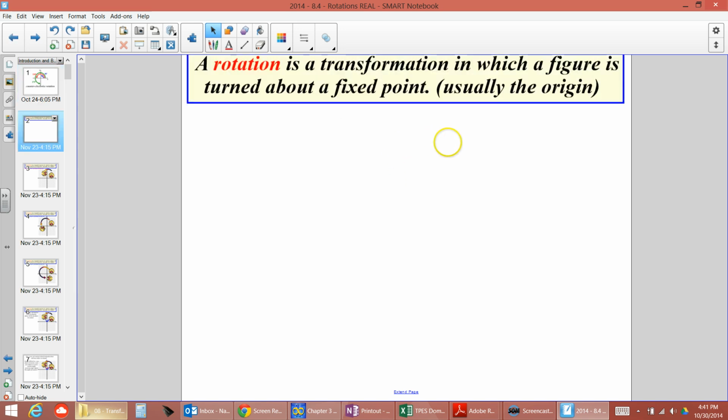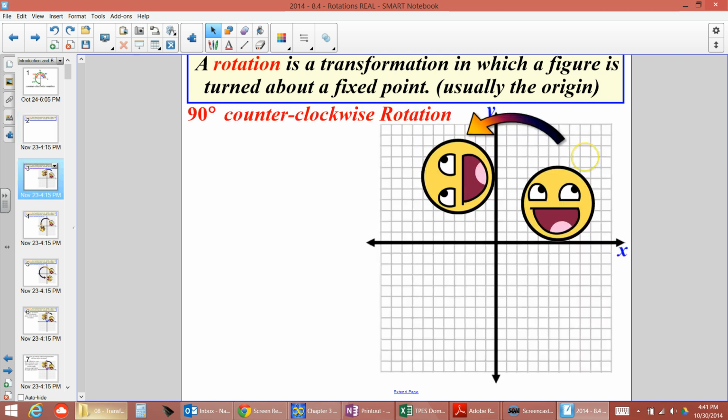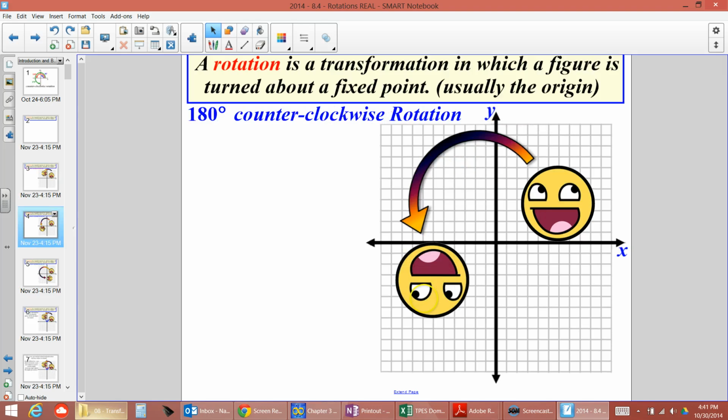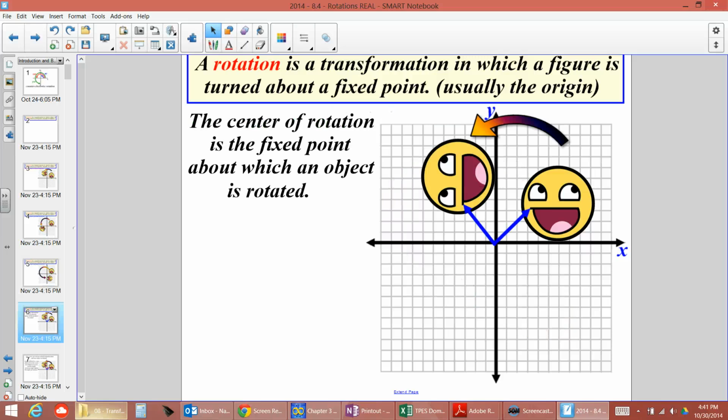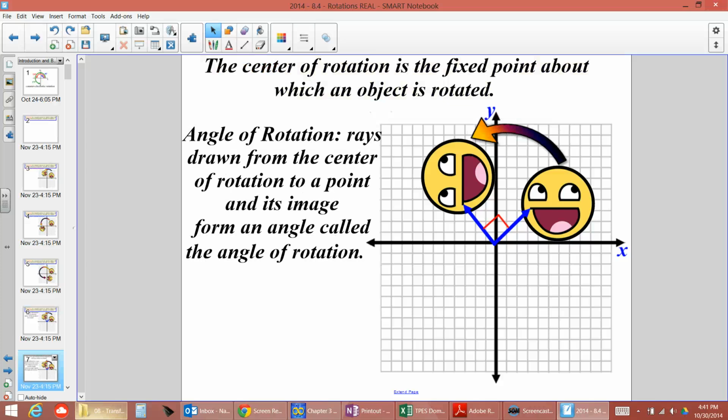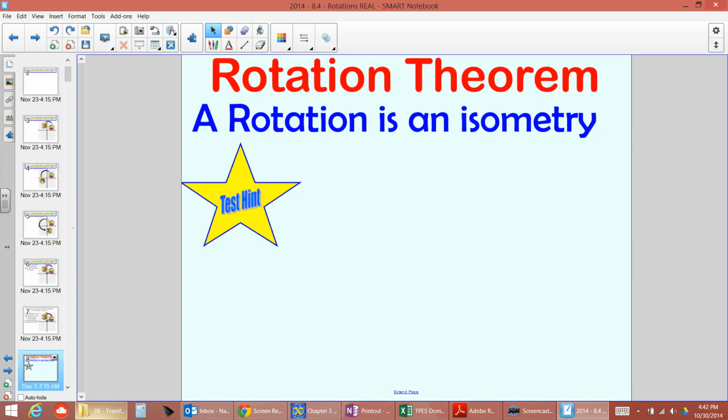Okay, a rotation is a transformation in which a figure is turned about a fixed point, usually the origin. So a 90-degree counterclockwise rotation gets us to here, 180 degrees puts us to here, and 270 puts us to here. We'll only talk about that amount of angle measure, okay? We're not going to do 32 degrees or anything like that. So angle precision, rays draw from the center here to the same point over here, which should be the same distance and 90 degrees. So rotation is an isometry, a test hint.